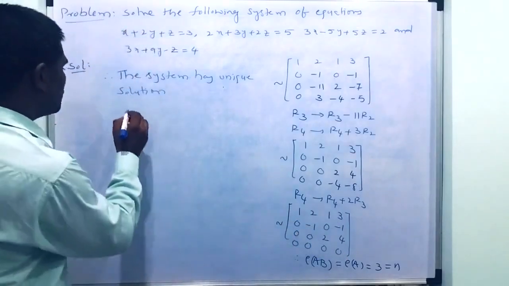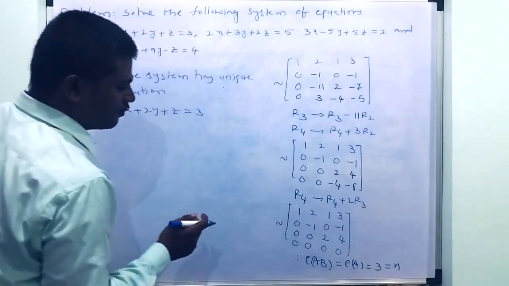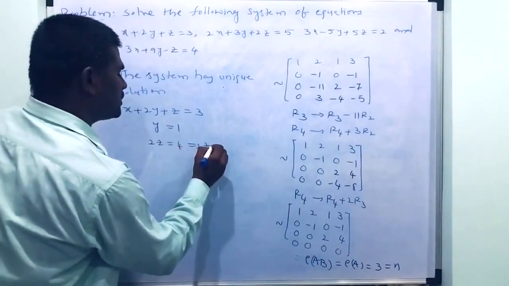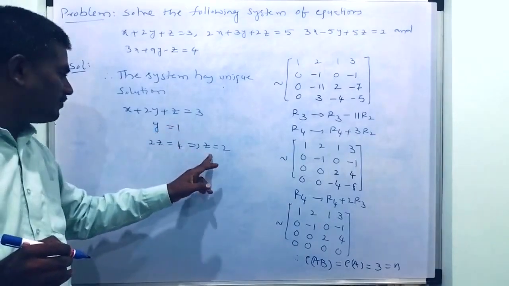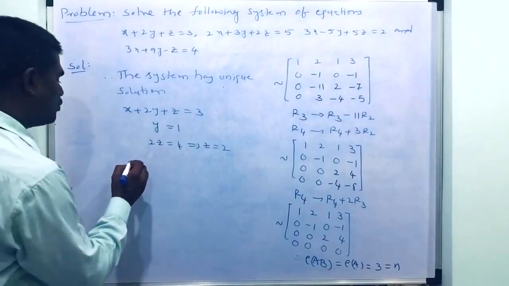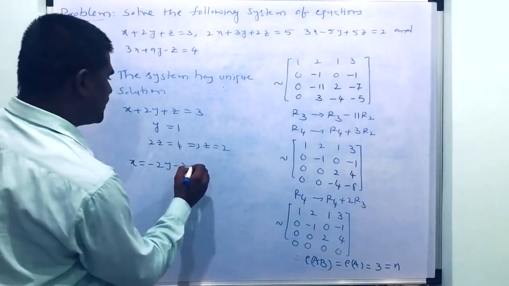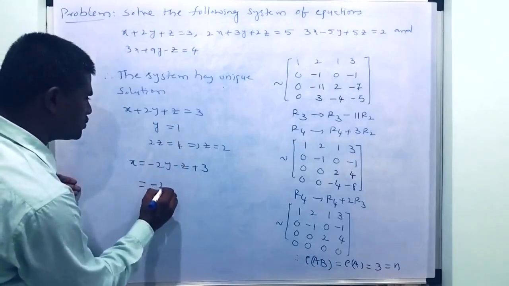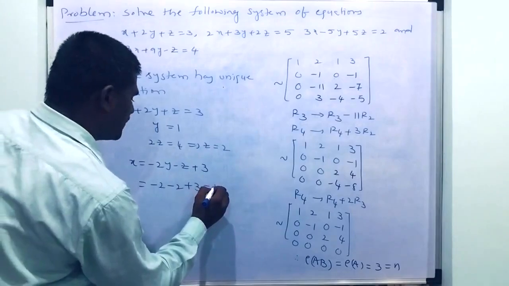That means x + 2y + z = 3, y = 1, and 2z = 4. That implies z = 2. We found the value of y as 1 and z as 2. By substituting these values in this equation, we have x = -2y - z + 3, which is -2 minus 2 plus 3, which is -1.